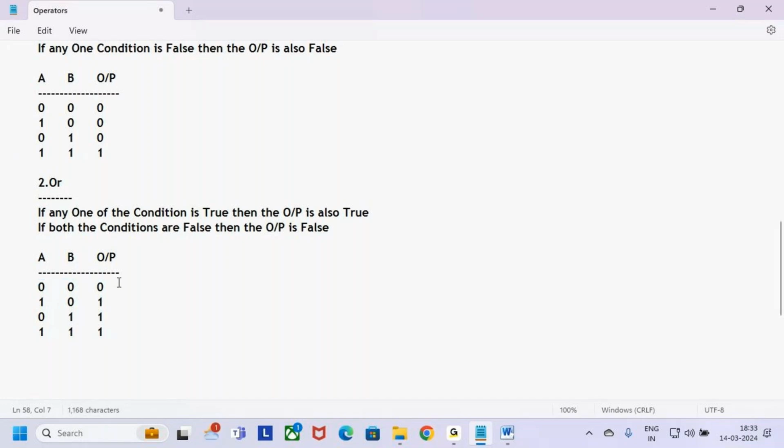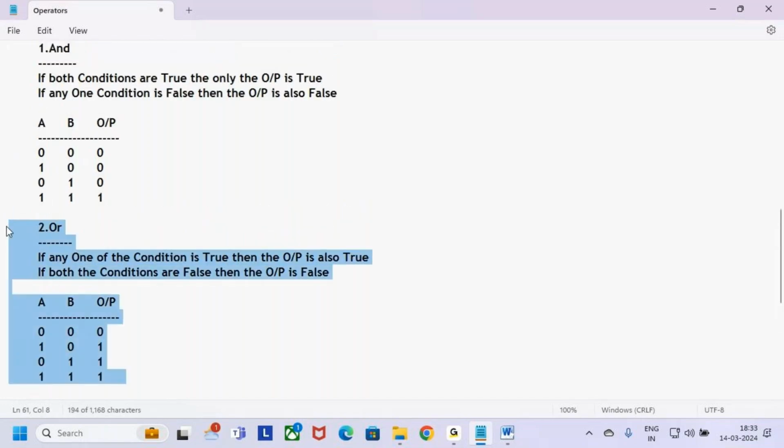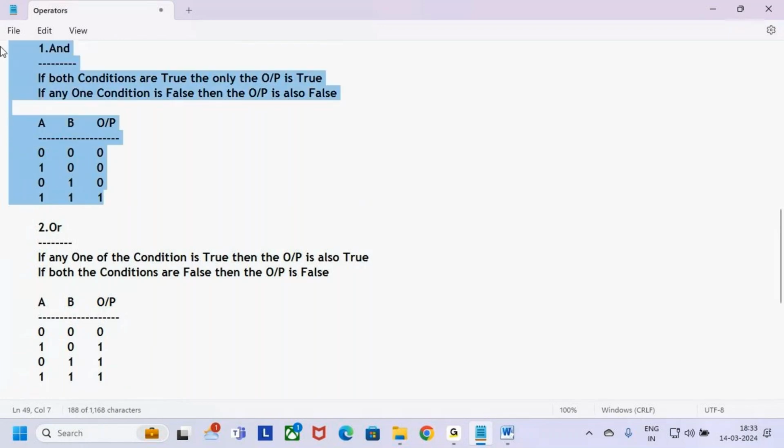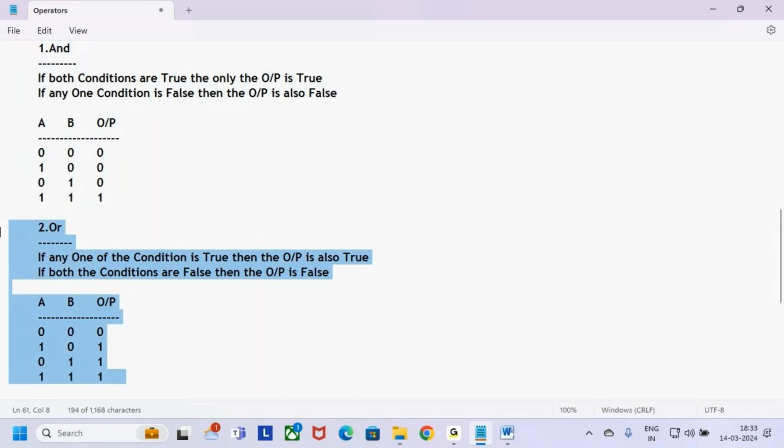So this is the functionality of the OR logical operator. How to understand the difference between the AND operator and the OR operator is simple. In the AND operator, we get the output as true only if both conditions are true. In the OR operator, if any one condition is true, then we'll get the output as true. This is how to remember the AND operator and OR operator easily.